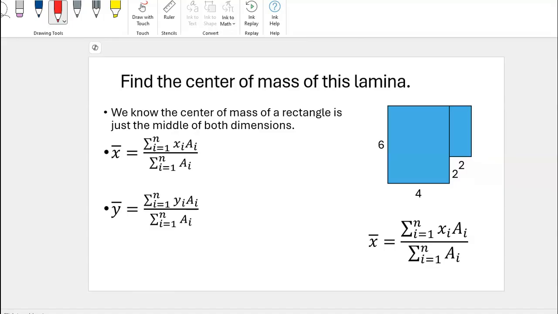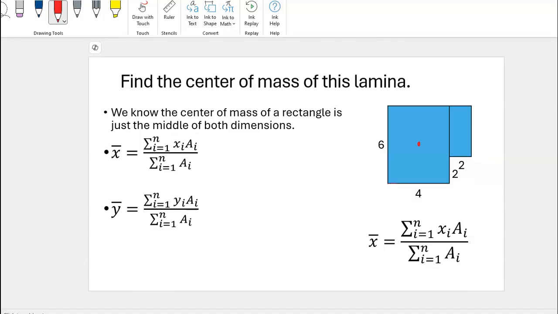But I've got that picture for you, and we know that the center of mass of any rectangle is just the middle of both dimensions. So if you notice, that blue lamina is broken up into two different rectangles, the big one on the left and the small one on the right. Should be pretty clear to you that the center of mass of any rectangle is just going to be the middle point, the middle in both the x direction and the y direction.